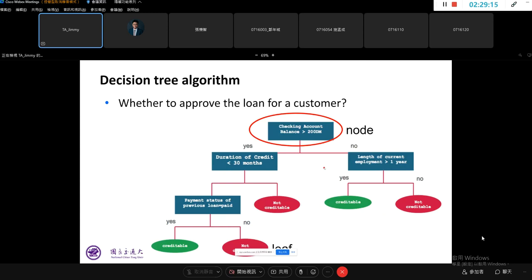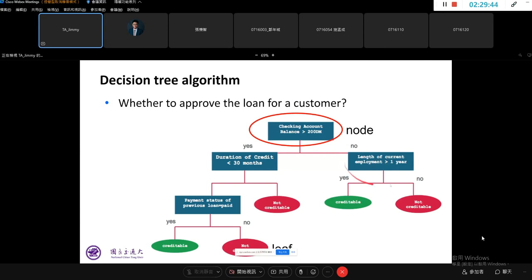Okay, so basically the decision tree algorithm is trying to find the rule to split your data. Suppose we have an example. Suppose a bank wants to decide whether to approve a loan for a customer. So it follows the previous history data, and if it finds that the customer has a length of current employment over 1 year, it will approve the loan for this customer.